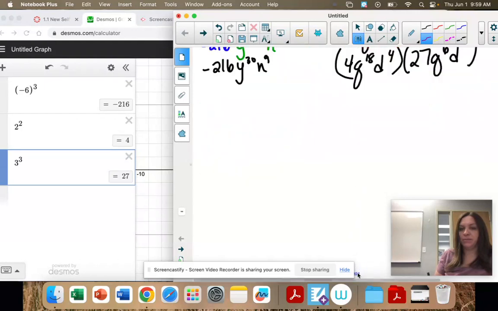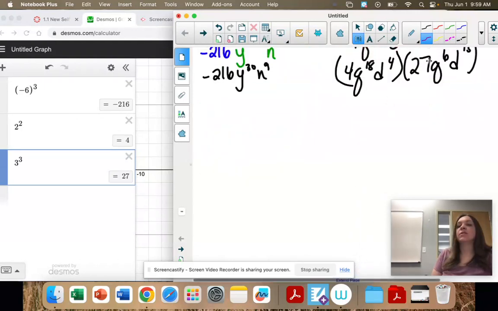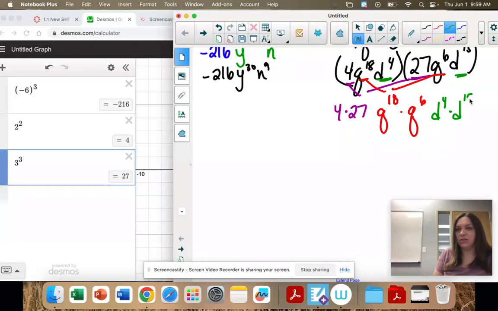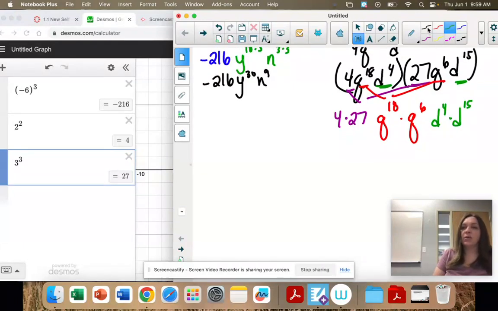All right. So we're going to multiply our like terms. So I have 4 times 27. Then I have q to the 18th times q to the 6th. Then we have d to the 4th times d to the 15th. And now we're going to use these properties that we were learning all along.